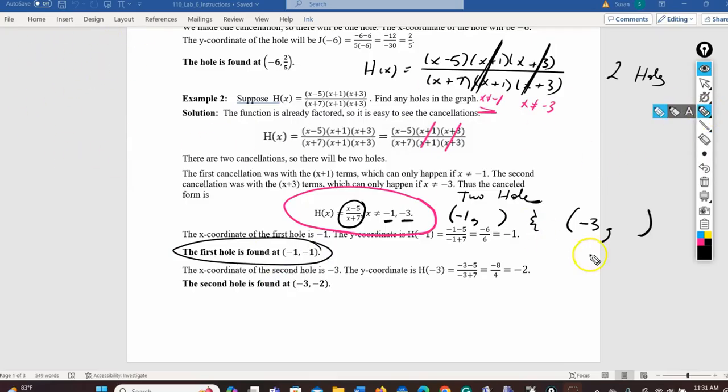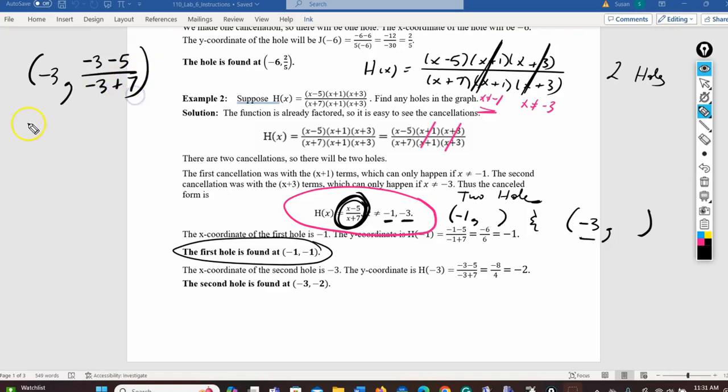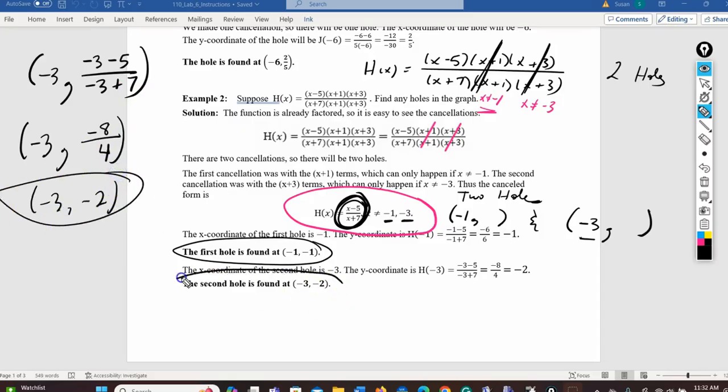The second hole has x coordinate -3, and the y coordinate is going to be what you get when you plug -3 into that. So -3 minus 5 over -3 plus 7. So I'm going to get -8 in the numerator, and -3 plus 7 is +4, and -8/4 is -2. So the second hole is found at that point.